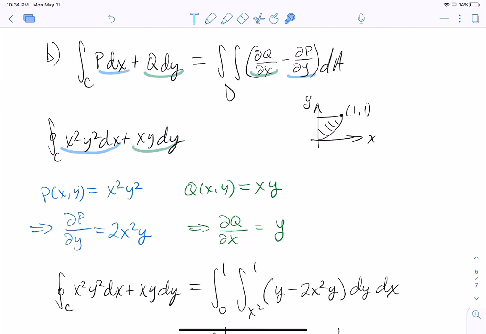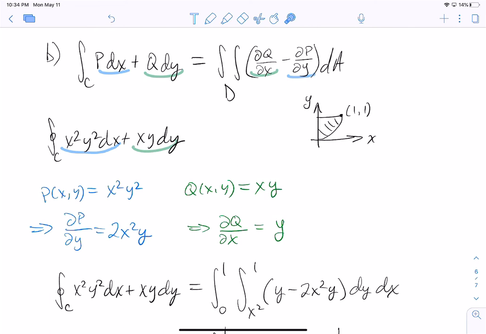All right, comparing our parts, P dx is equal to x squared y squared dx, and therefore P of x, y must equal x squared y squared. So the partial of P with respect to y is equal to 2x squared y. Q dy is equal to xy dy, so Q of x, y is equal to xy. So the partial of Q with respect to x is equal to y. We're going to use those results to flesh out the double integral.